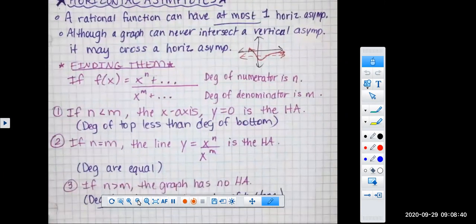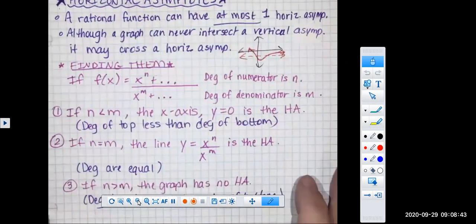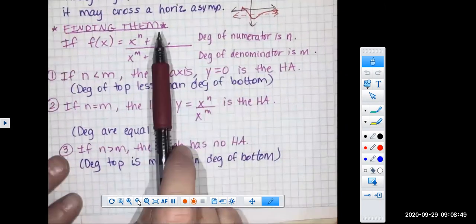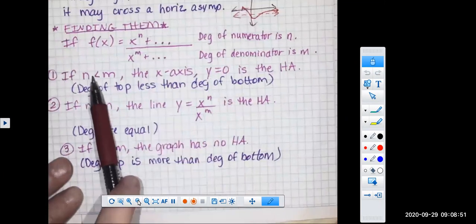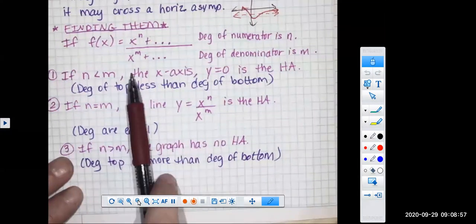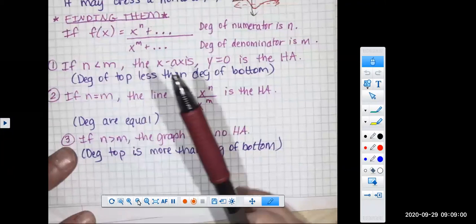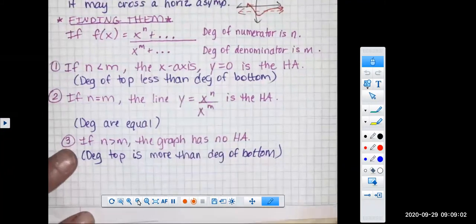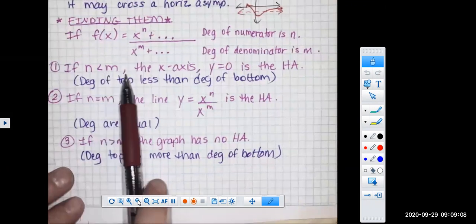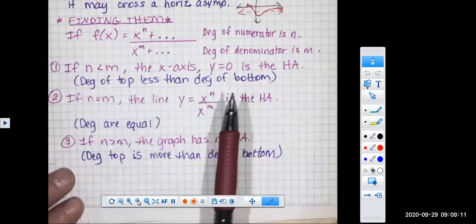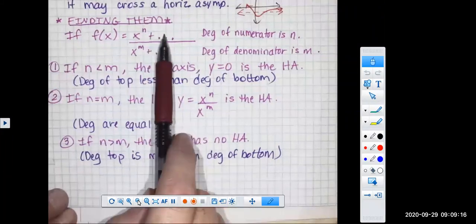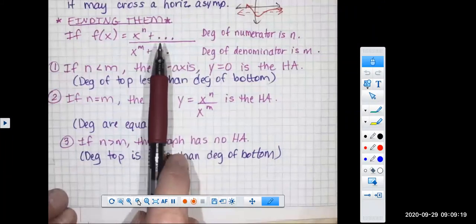Okay, this is what you need to write down for horizontal asymptotes. You're going to check the degree of the numerator, which I'm going to let be n, and the degree of the denominator, which I'm going to let be m. What they're saying is that if your degree on top, or your highest exponent, is less than your degree on the bottom, then y = 0 is your horizontal asymptote, or the x-axis. So that's when my exponent on top is smaller than my exponent on bottom.